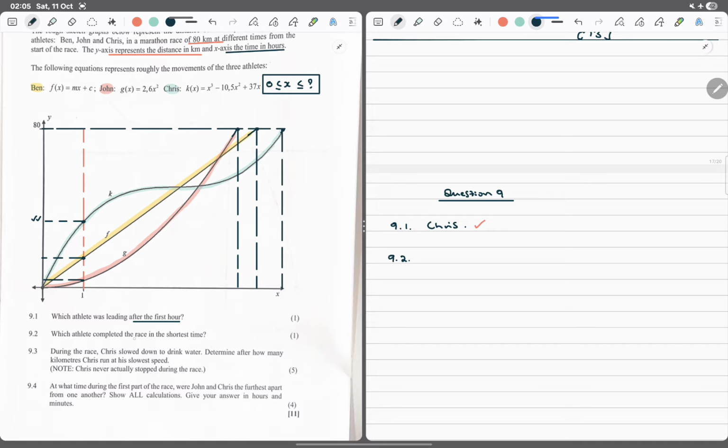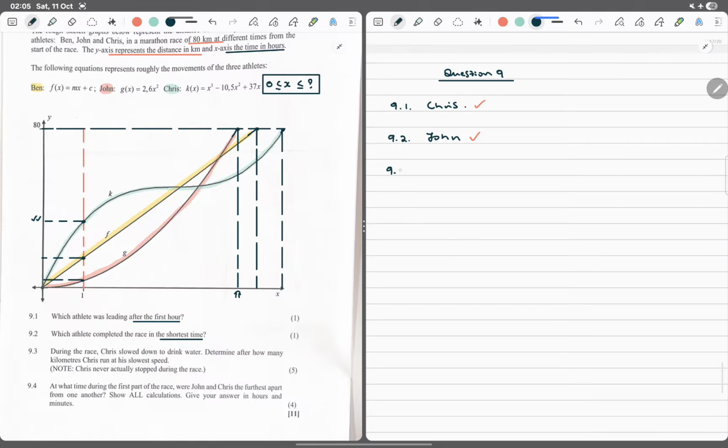9.2 says, which athlete completed the race in the shortest time? This is going to be this guy who finished first. It's G, the parabola. So that's John. Again, we get just 1 easy mark.